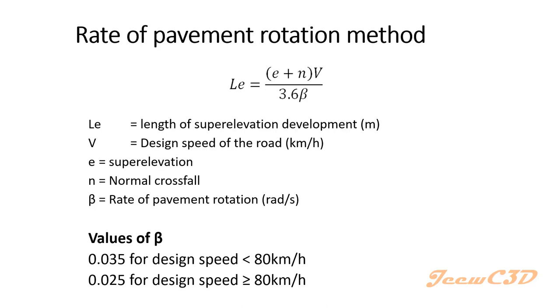Then V is the design speed of the road in kilometers per hour. The beta factor depends on the design speed of the road. If your design speed is less than 80 kilometers per hour, your beta value should be 0.035. If your design speed is greater than or equal to 80 km per hour, you have to use a beta value of 0.025.